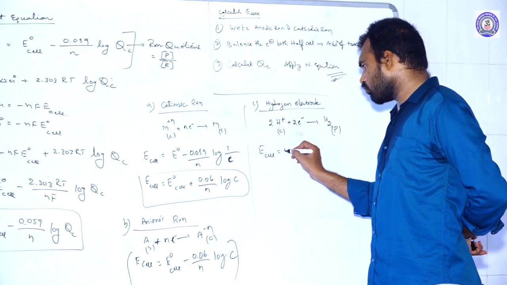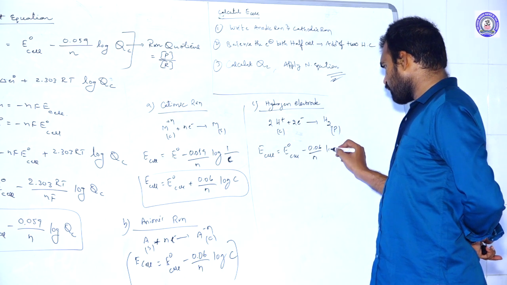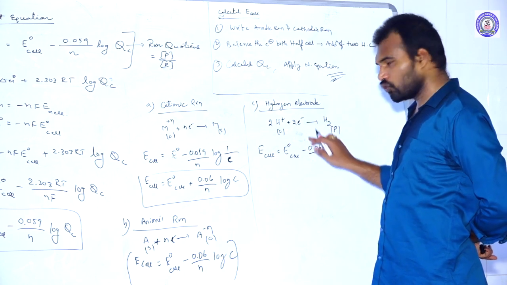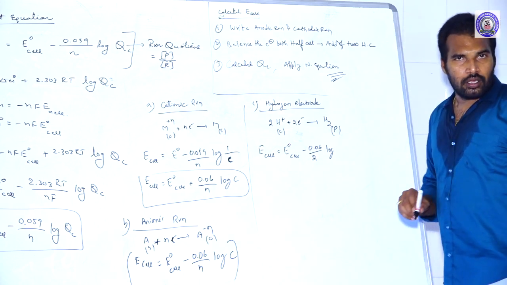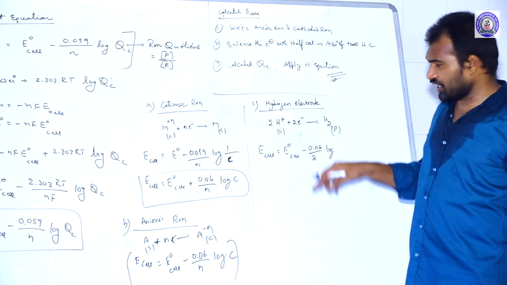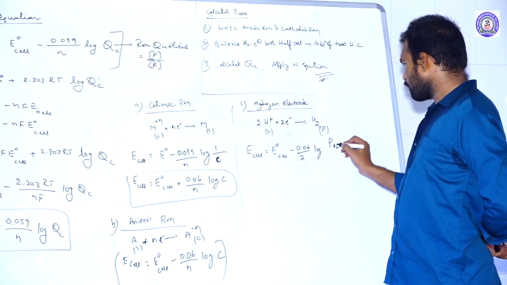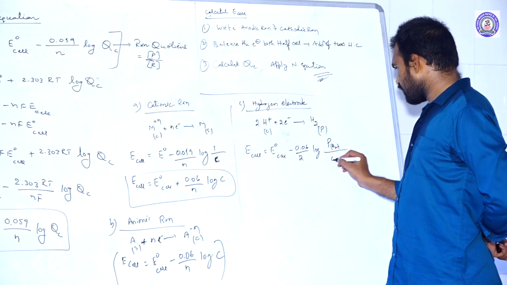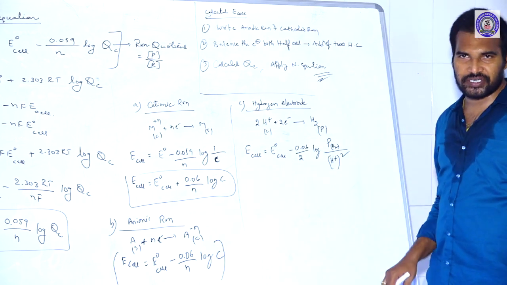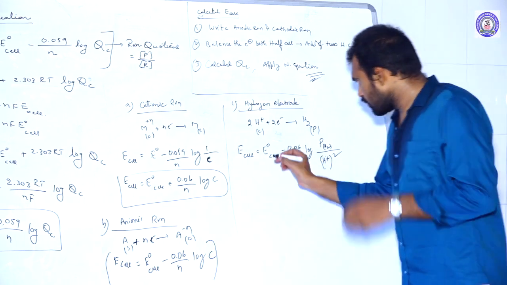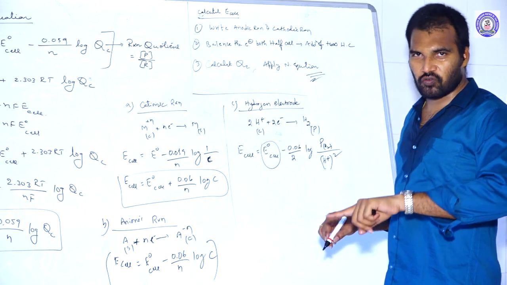E cell is equal to E naught of cell minus 0.06 by n log of the product. What is the n value here? 2 electrons, no? So 2. The product here is a gas, and for gases we take pressures. So it is the pressure of hydrogen by the concentration of H plus squared, because the coefficient is 2. And for the standard hydrogen electrode, what is the E naught of cell value? 0 volts. We know that.